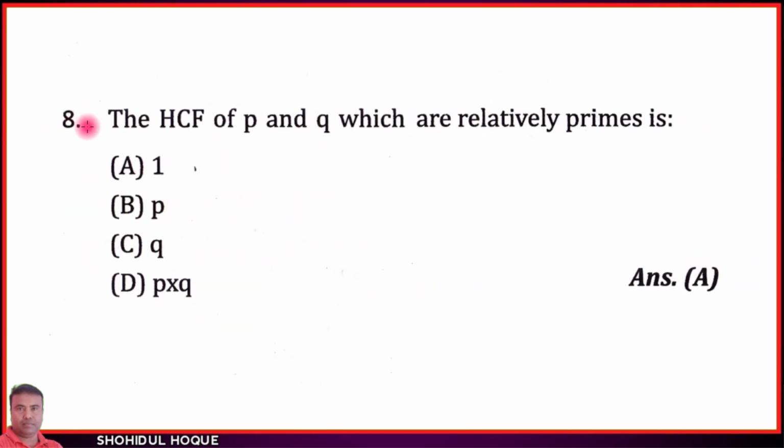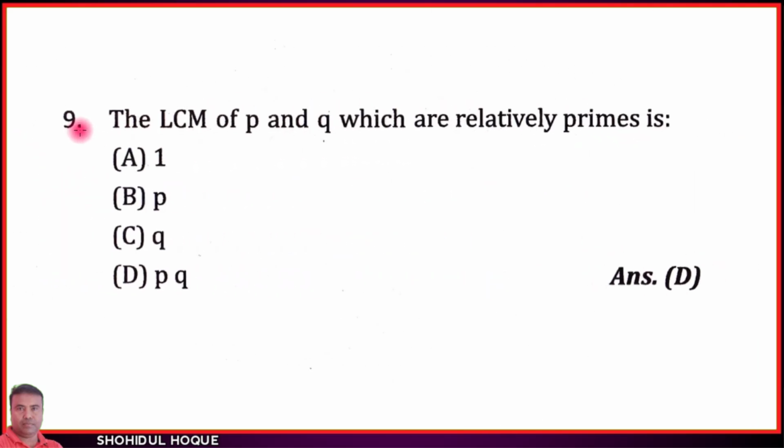Next question number 8. The HCF of p and q, which are relatively prime, is option A 1, option B p, option C q, option D p into q. Correct option A 1. Relatively prime means co-prime. So the HCF of two co-primes is always 1.